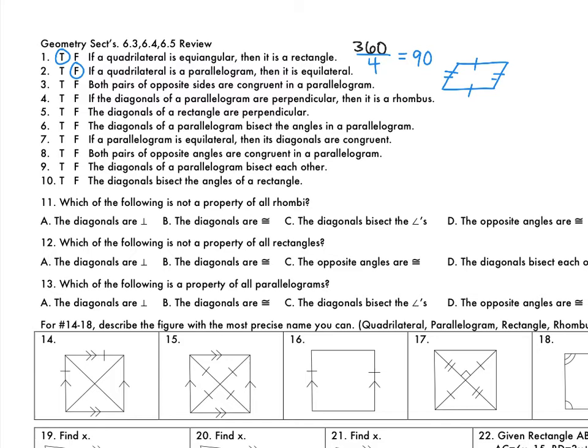Number three, both pairs of opposite sides are congruent in a parallelogram. That is the definition of a parallelogram and what I just said. So number three is true.